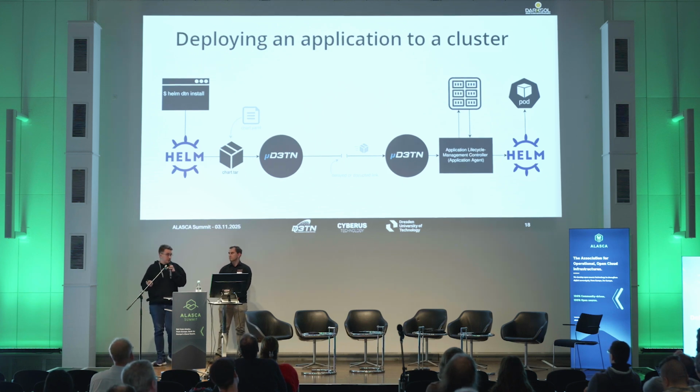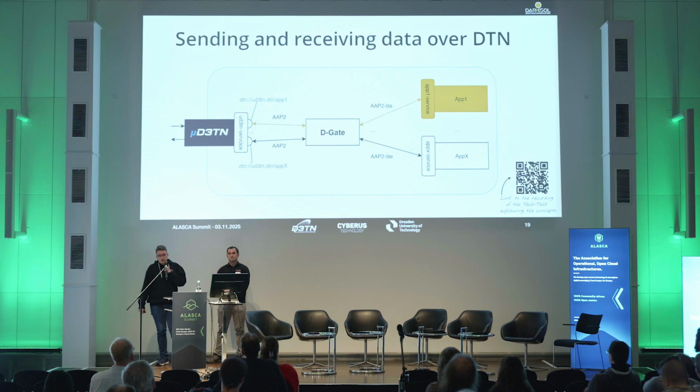So we now have an application running in the space cluster, but it is still not able to communicate out of this cluster. What do we do here? Well, we're using Kubernetes, so what can we do? Well, we can use custom resource definitions. And this is where our D-gate, or DARKSOL gateway, comes into play, which acts as a tunnel between a micro-DTN instance running in the cluster and applications deployed to it.